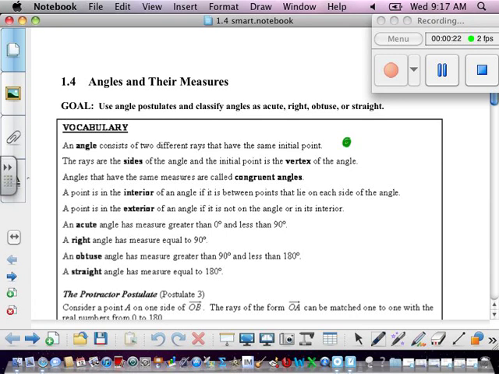So we've got this. All of this stuff will be on quizzes. Okay, so an angle is two different rays.